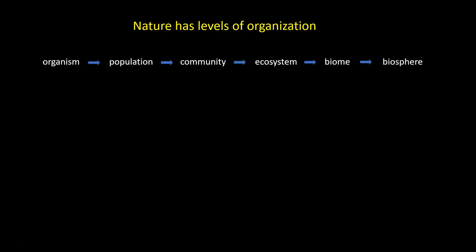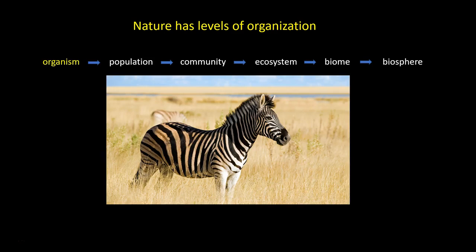These levels begin at the singular level with an organism and increase in size and scope as we move up through the biosphere. We'll briefly go through each level so that you can have an understanding of where ecosystems fall within these levels of organization. The first level that we want to talk about is the organism. It's an individual living being, like this zebra.